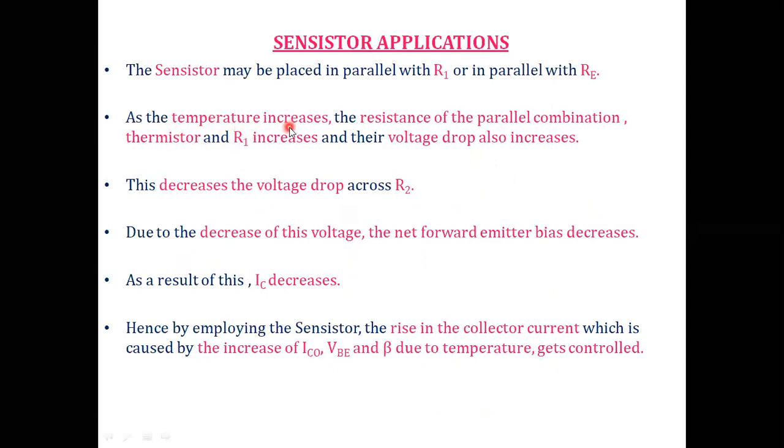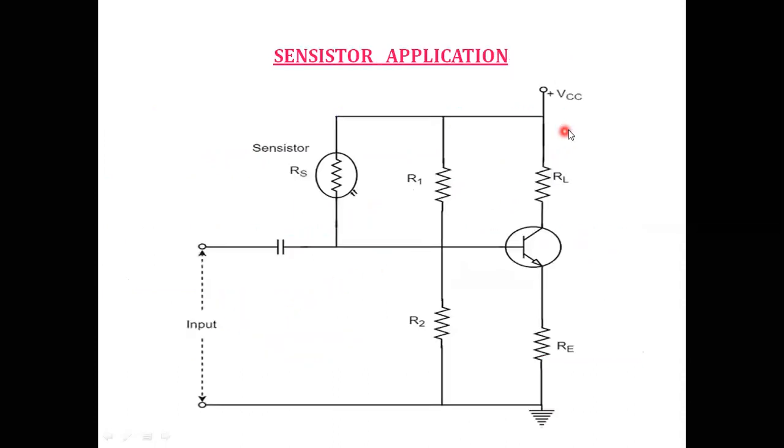As the temperature increases, the resistance of the parallel combination of sensistor and R1 increases and their voltage drop also increases. This decreases the value of voltage drop across R2. Due to the decrease of this voltage, the net forward emitter bias decreases, and as a result of this, IC decreases. The output collector current is going to decrease.